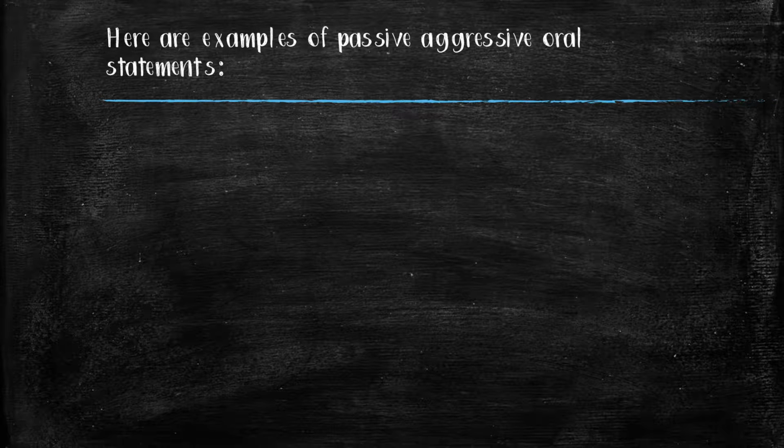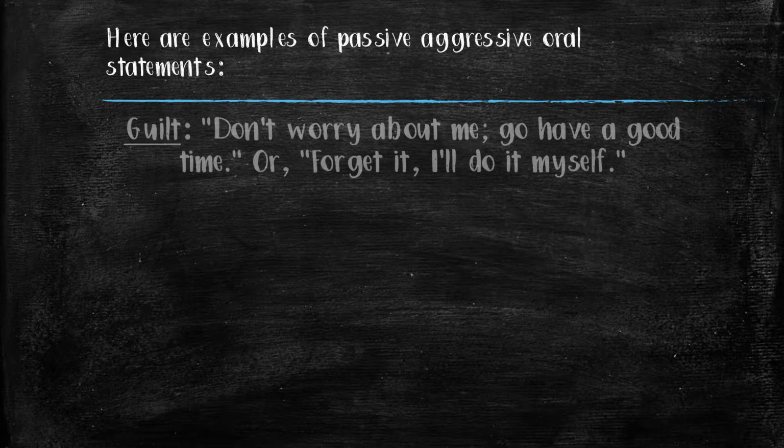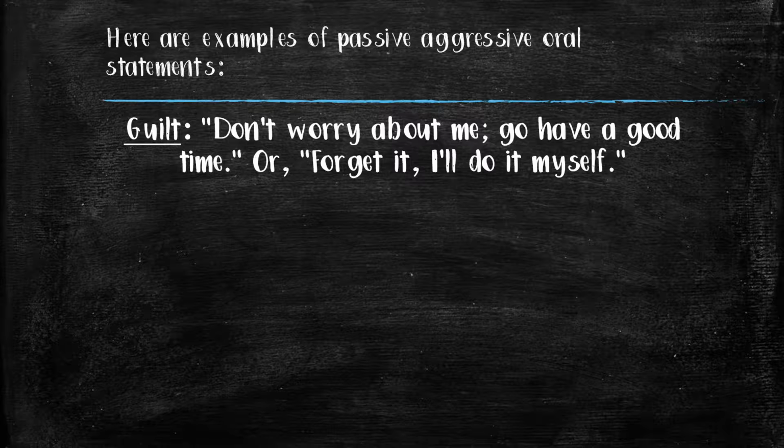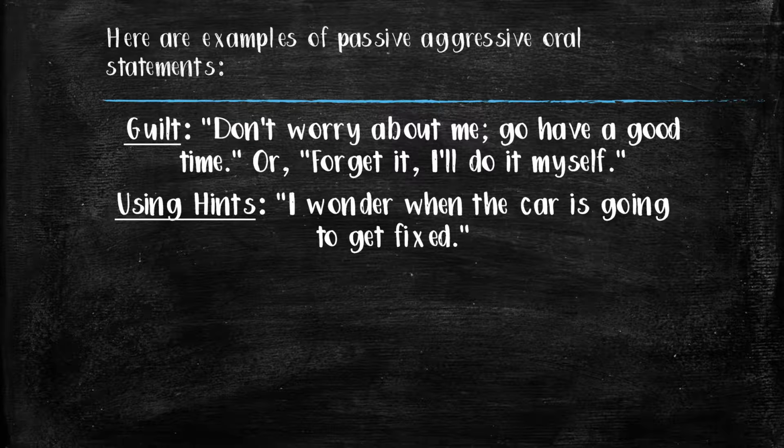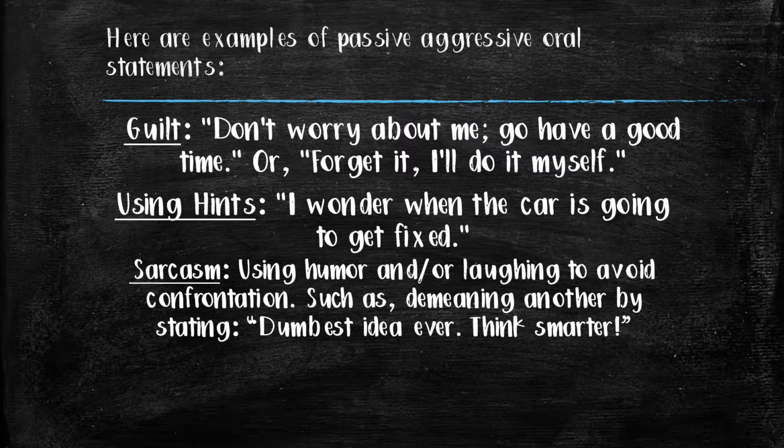Here are some examples of passive-aggressive oral statements. Guilt: "Don't worry about me. Go have a good time." Or "Forget it. I'll do it myself." "I wonder when the car is going to get fixed." Using humor and/or laughing to avoid a confrontation, such as demeaning another by stating, "Dumbest idea ever, think smarter."